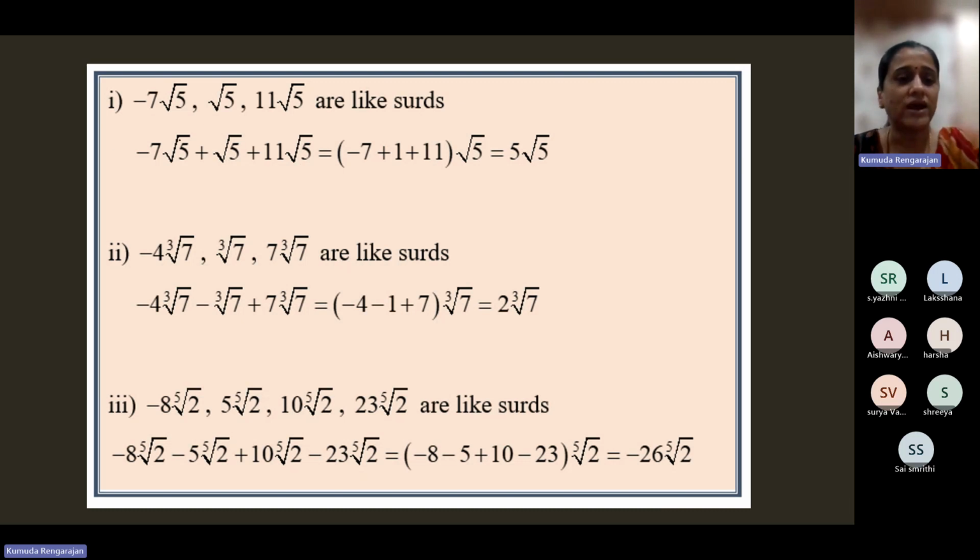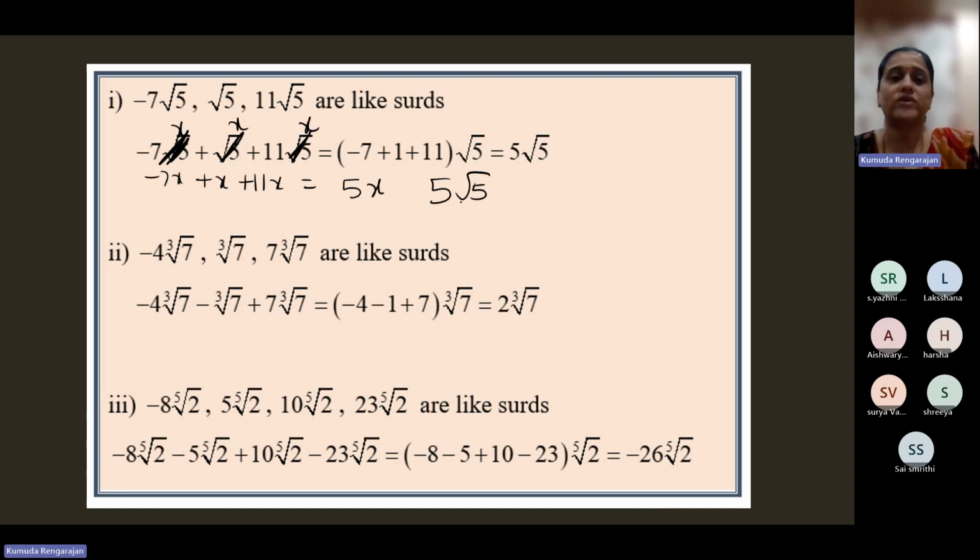Just like you add like terms, treat it as an x. So minus 7x plus x plus 11x. What's the result? Minus 7 plus 1 is minus 6, minus 6 plus 11 is 5. So 5x, right? 5 root 5. It works exactly like you simplify like terms in algebra. Exactly the same. Just treat that irrational factor as an x or a y.